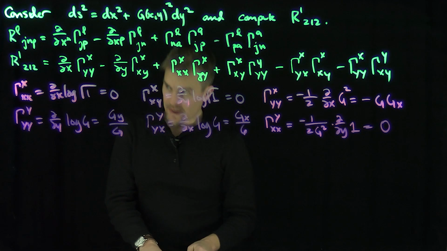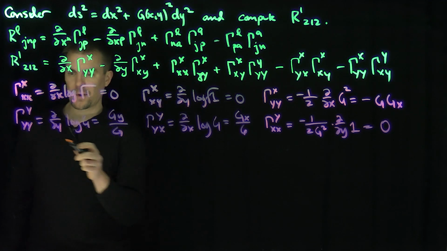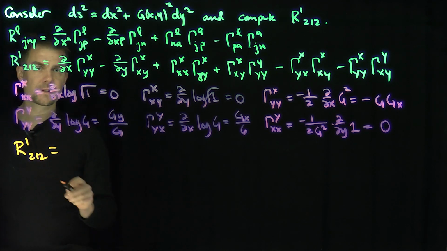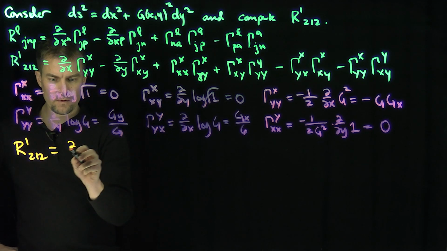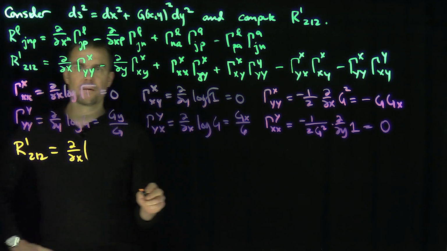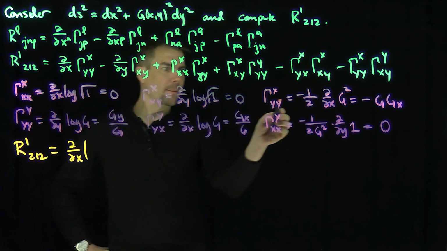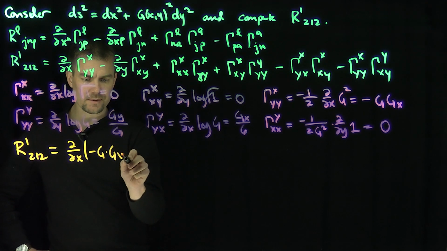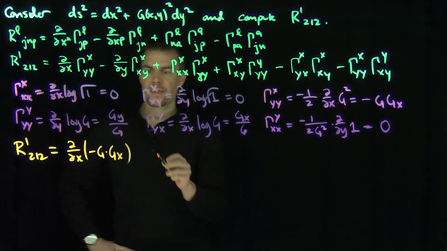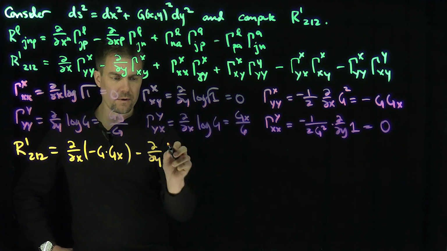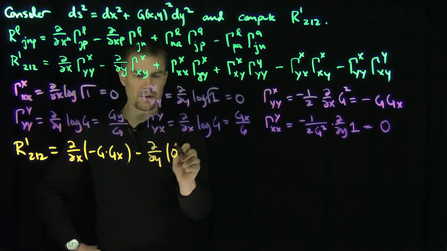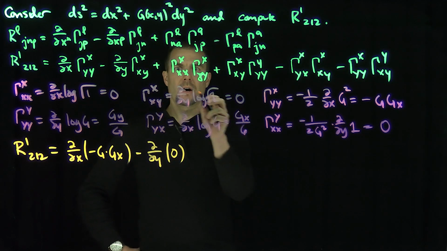All right, so now let's plug them in and see what we're going to get in our formula over here. So now what's my R1212? It's going to be equal to what? It's going to be the x derivative of gamma xyy. Gamma xyy is going to be this thing over here, negative g, and then gx, like so. Then I have to do the negative of the y derivative of gamma xxy. Gamma xxy is 0, so there's nothing there. That's good. Then I have all these terms over here.